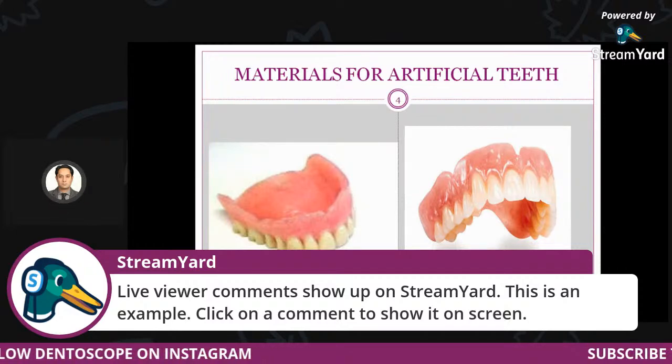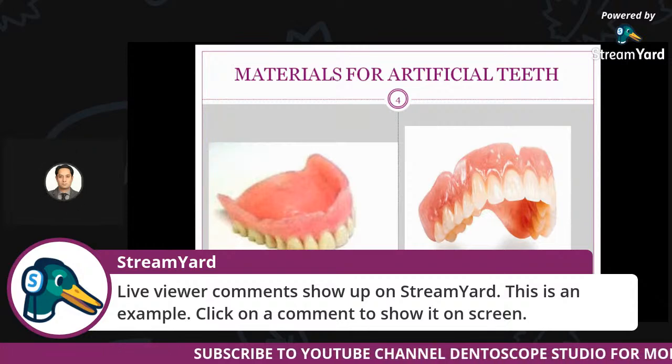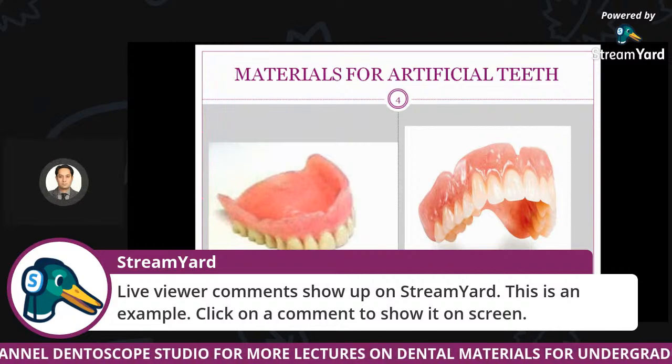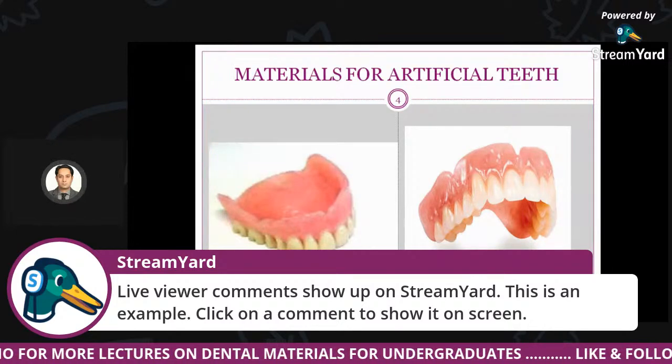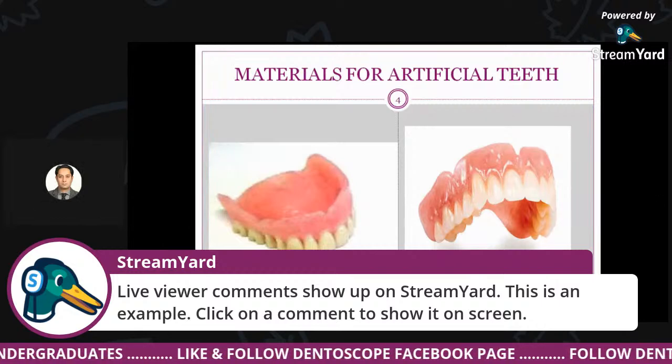So here what we see is that one group is the acrylic one, and the second group is the porcelain one, which is ceramic. So these are the two different types of artificial teeth that we use in the fabrication of any prosthesis.